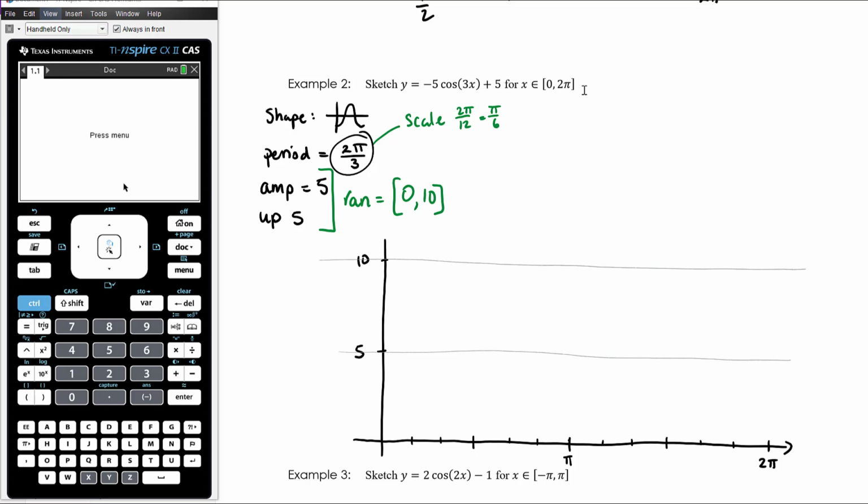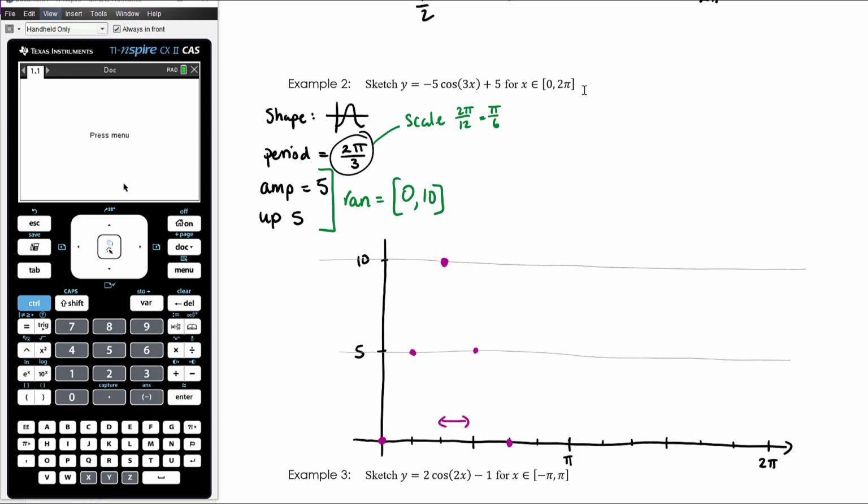Okay, so upside down cos graph, which means it's going to start at the minimum at the start of the period. So that's going to be down here at the origin. At the end of the period, which we've already said is 2 pi on 3 or 4 pi on 6, will also be at this minimum value. Halfway along that period, which is either 2 pi on 6 or pi on 3, is where we'll be at the maximum value. And then halfway between the min and the max, which in this case is pi on 6, that's where we'll cross that average value.